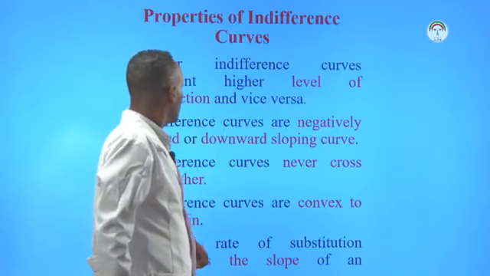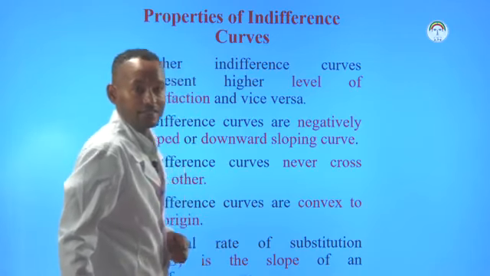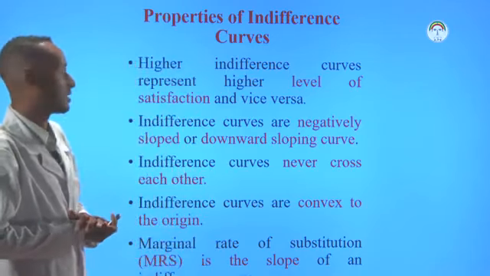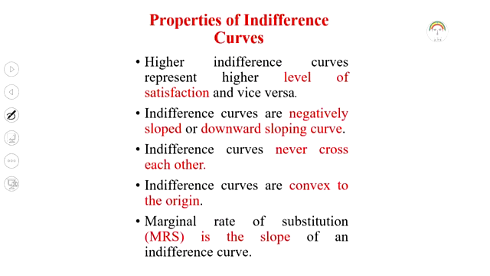Another lesson related to the indifference curve is the properties of indifference curves. First, as I told you earlier, higher indifference curves represent a higher level of satisfaction, and vice versa. Vice versa means the opposite holds true. Higher indifference curves represent higher satisfaction, and lower indifference curves represent a lower level of satisfaction. The other property of the indifference curve is about the slope. The slope of the indifference curve is negative, or indifference curves are negatively sloped, or they are downward sloping curves.